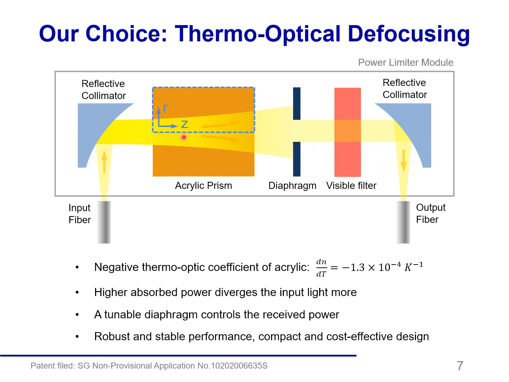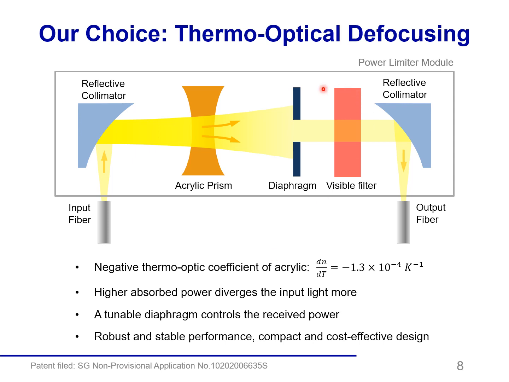An active medium with a negative thermo-optical coefficient is put in the optical path here. So here we choose acrylic. The input laser will heat up the center of the material, which will reduce the refractive index and make the prism look like a concave lens. And higher absorbed power will diverge the input light more.